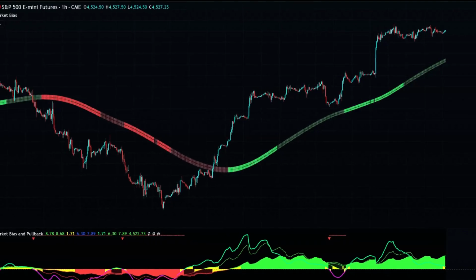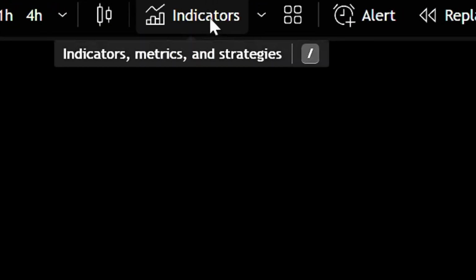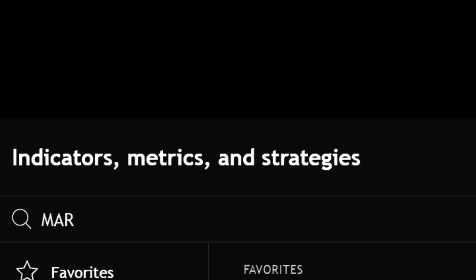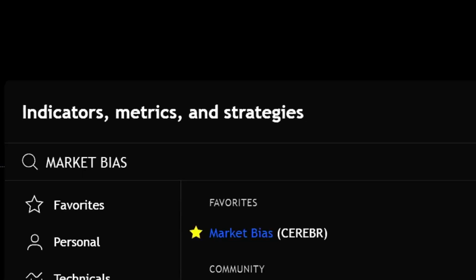Adding it to your chart is a breeze. Just head back to the Indicators tab, type in market bias, and click to add it.